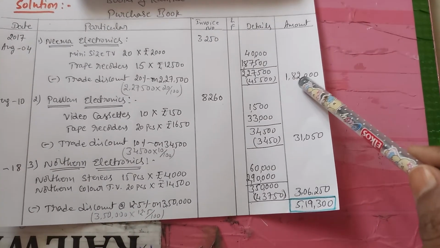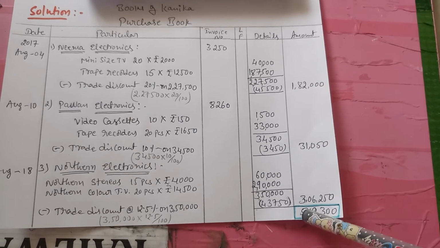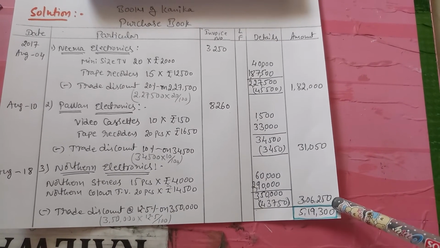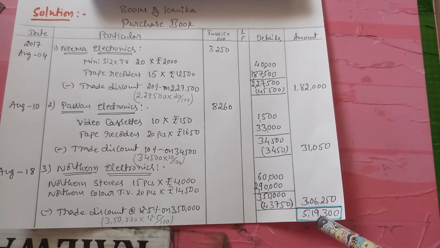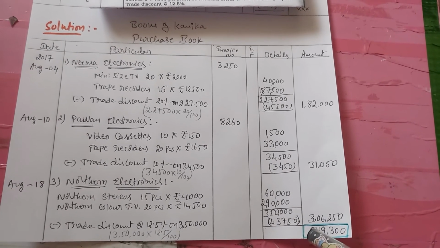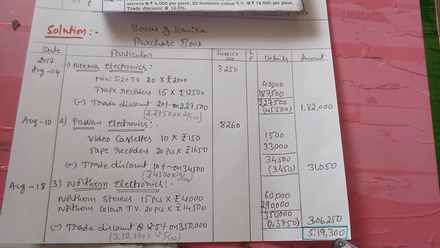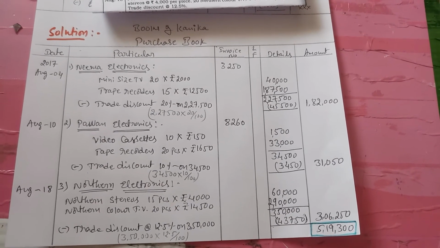Nima Electronics 1,82,000, Pawan Electronics 31,050 rupees, Norton Electronics 3,06,250. Add these 3 and we get 5,19,300. In the purchase book it shows 5,19,300 rupees. Hope you are understanding this one.